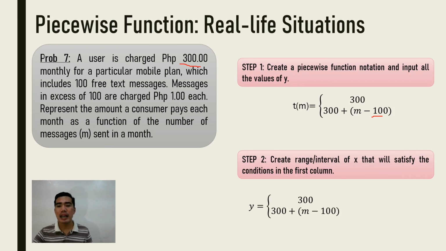So, easy lang ang ating piecewise function nito. So, what is our first condition? 300, if from 0 to 100. So, like this. 0 to 100. So, 0 less than x less than or equal to 100. Now, how about the second condition? So, ano yung magiging rule niya? So, we have x greater than 100. Okay? Ayan.